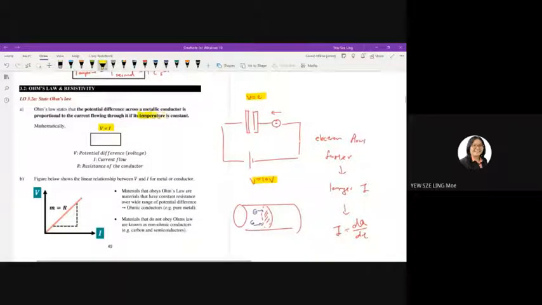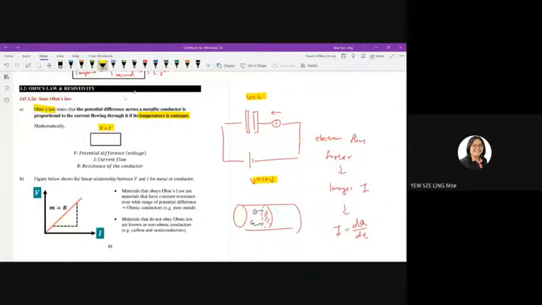This holds provided the temperature is constant. That is the condition for Ohm's law to be valid. If the temperature is not constant, then it doesn't obey Ohm's law. In a case where temperature is not constant, you cannot say Ohm's law is valid in that situation. It is invalid if you are not controlling the temperature. So in order for Ohm's law to be valid, temperature must be kept constant. So V is directly proportional to I.